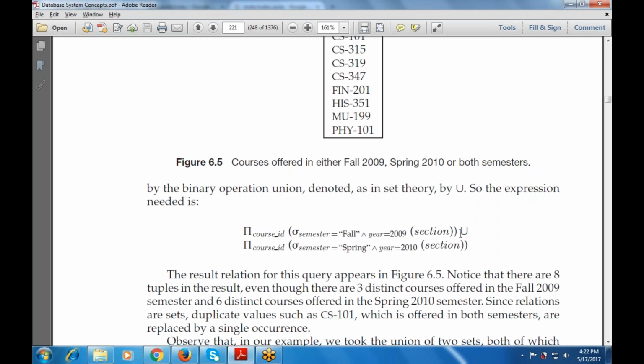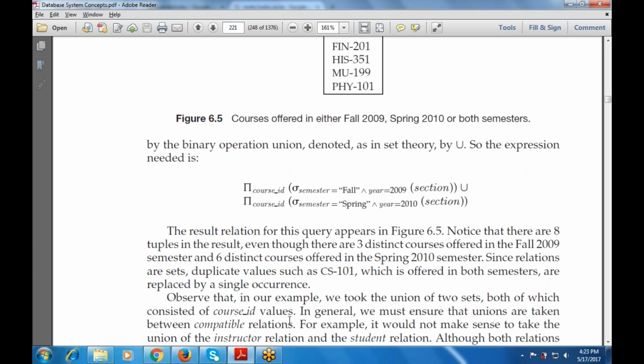So the result relation for this query appears as follows, and notice that there are 8 tuples in the result, even though there are 3 distinct courses offered in the fall 2009 semester and 6 distinct courses offered in the spring 2010 semester. Since relations are sets, duplicate values such as CS101, which is offered in both the semesters, are replaced by a single occurrence.